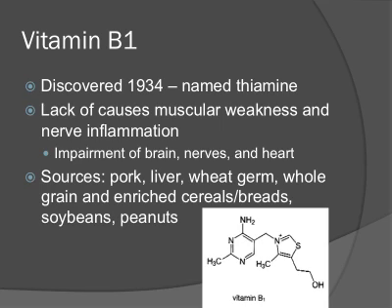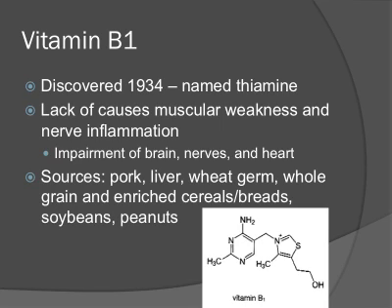We have vitamin B1. This was discovered in 1934, and it has a name of thiamine. A lack of thiamine can cause muscular weakness and nerve inflammation, which can then lead to impairment of brain and nerves. It can cause some heart issues. Vitamin B1 is found in pork, liver, wheat germ, whole grain, enriched cereals, bread, soybeans, peanuts. All of these vitamins are found in several different sources, but these are the main sources.